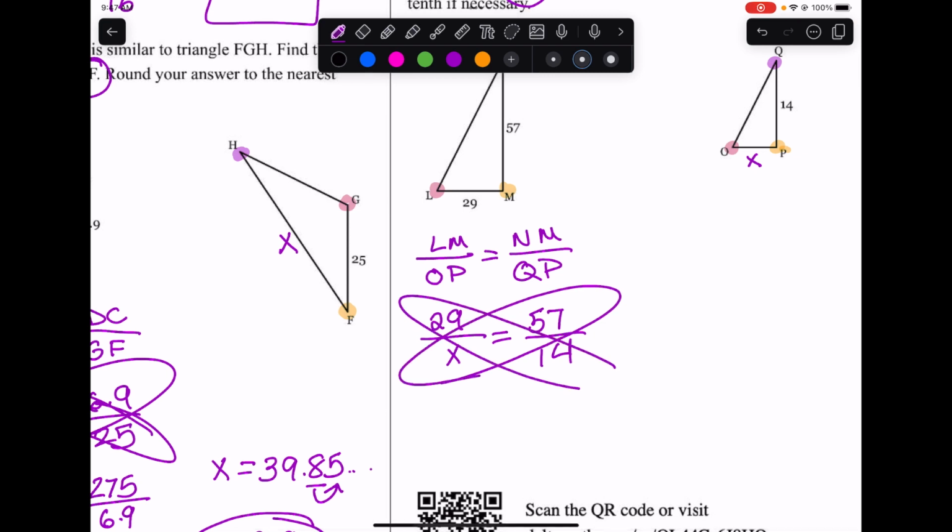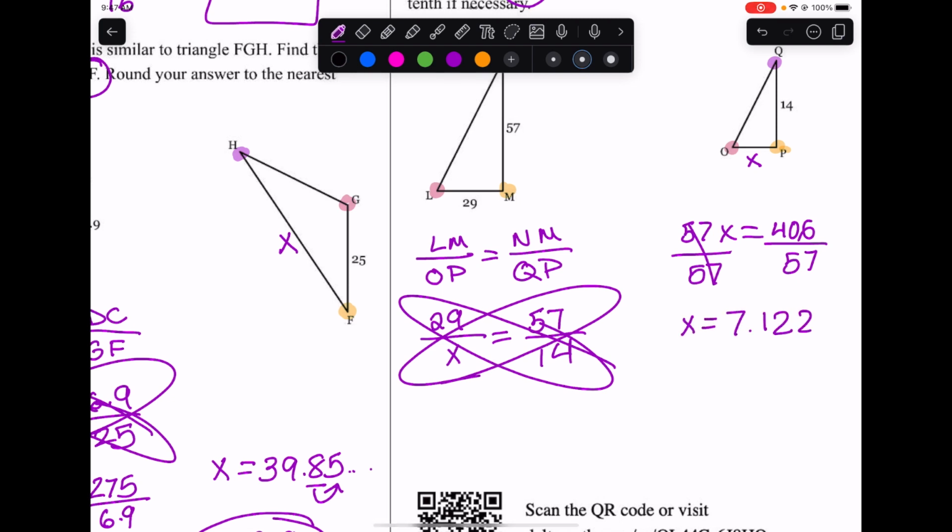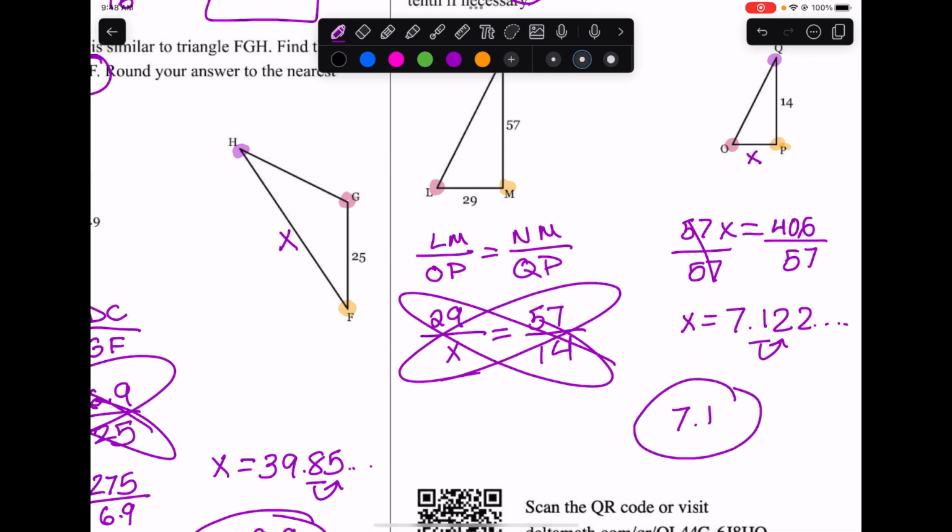So again, we're cross multiplying. 57x is equal to 406. So again, we get a long decimal, round to the nearest tenth, so we're going to round down to 7.1.